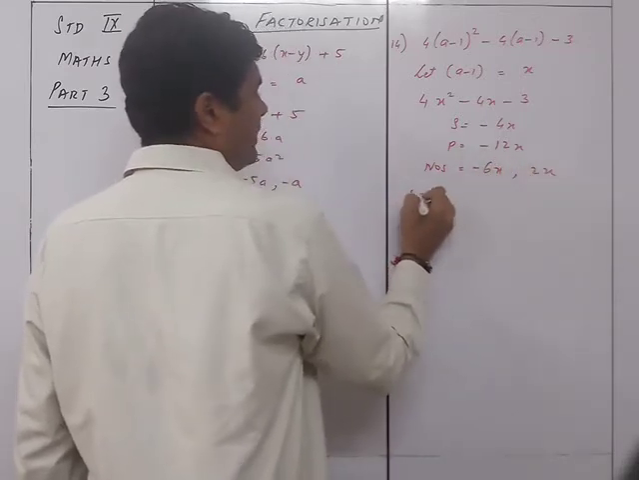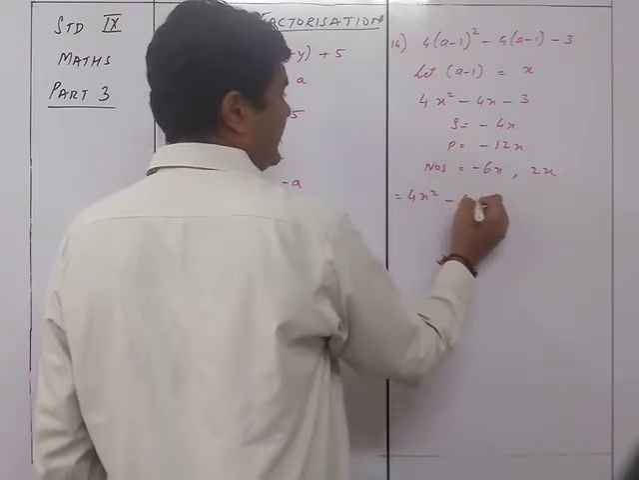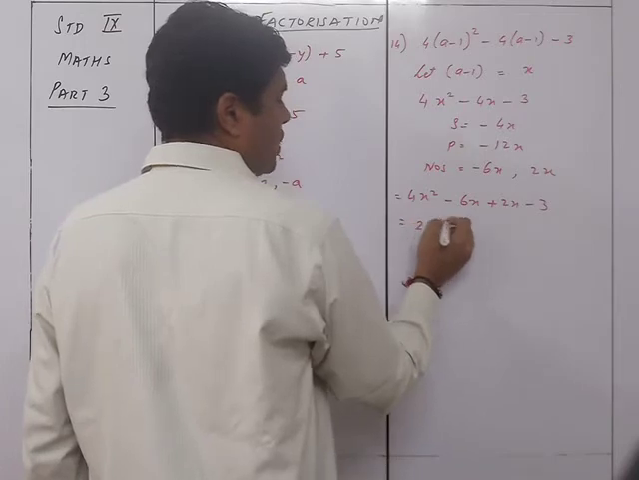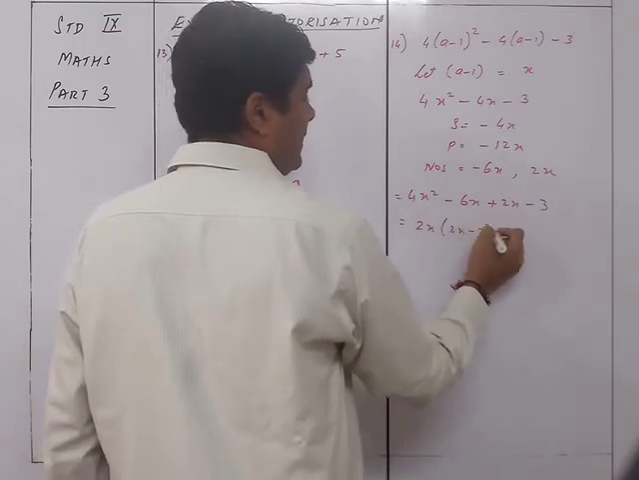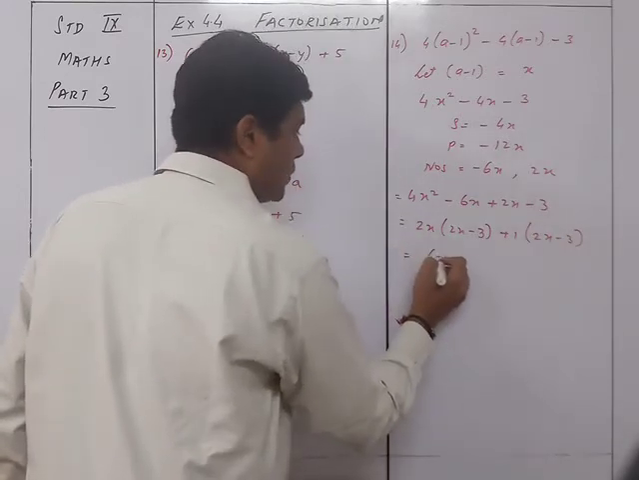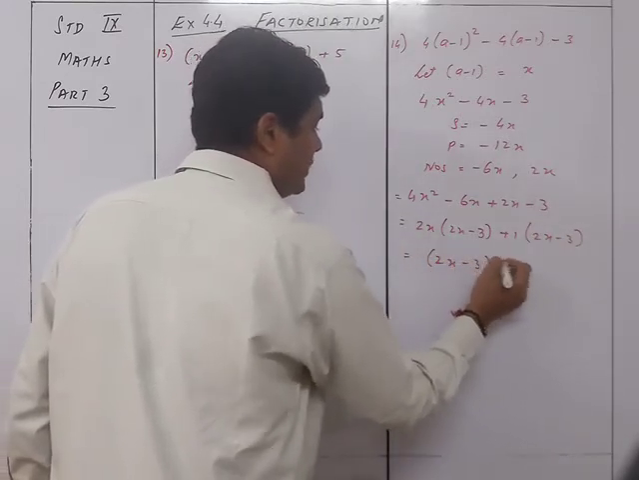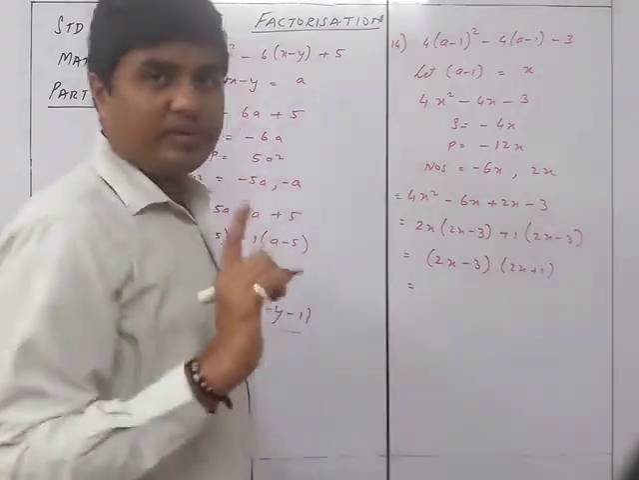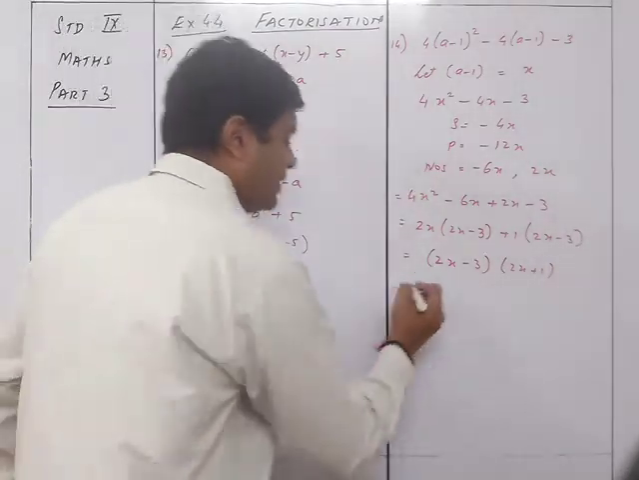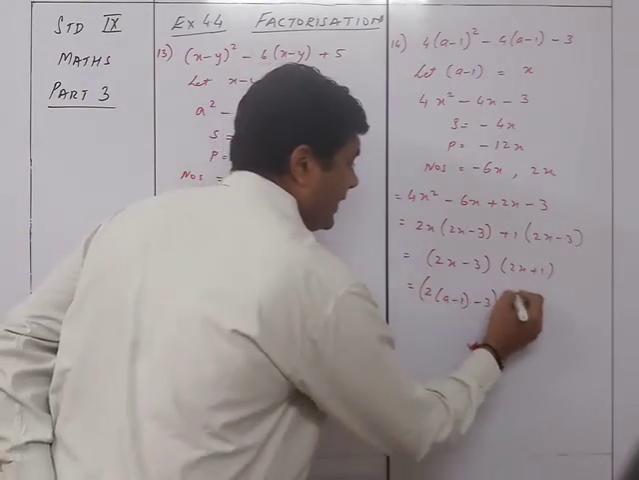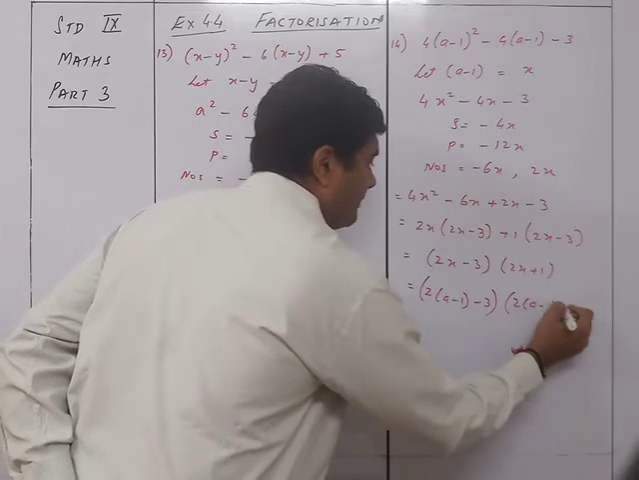So that will give you 4x square minus 6x plus 2x minus 3, which is equal to, you take 2x common, so 2x minus 3, plus 1 common, 2x minus 3. So accordingly it will be 2x minus 3 and 2x plus 1. Now resubstituting, do not forget to resubstitute the values. So resubstitute value, what will happen? It will be 2 into bracket a minus 1 minus 3 and 2 into bracket a minus 1 plus 1.